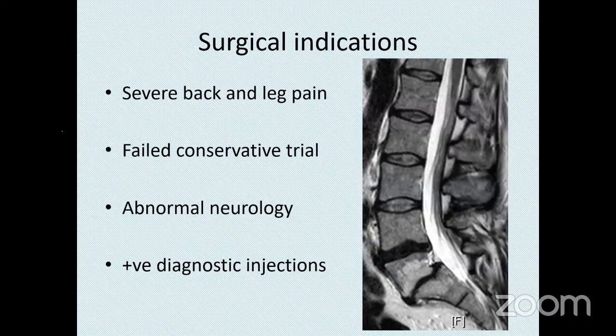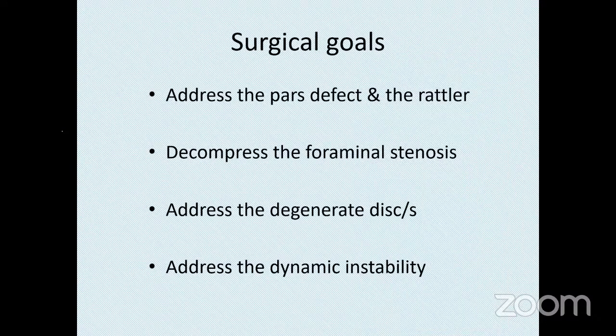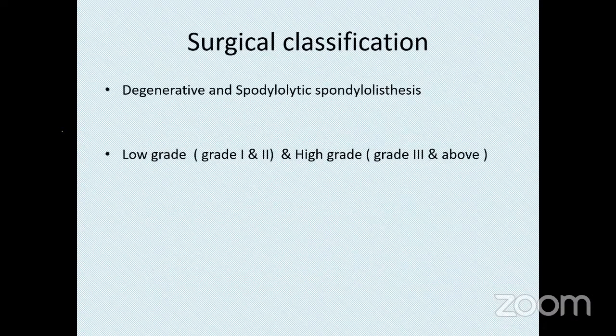So what are the indications for spine surgical intervention? Severe back pain, leg pain, failed conservative trial, patients with abnormal neurology, or those who have positive injections, that is, by giving an injection they improve, and after that they deteriorate again. The surgical goal should be decompression of the foramen, address the spinal instability, and also address the spinal alignment.